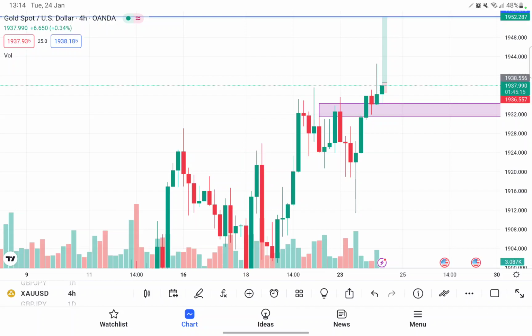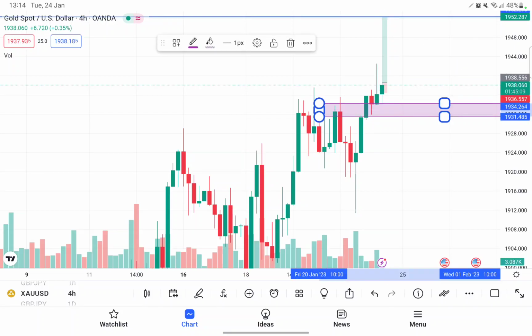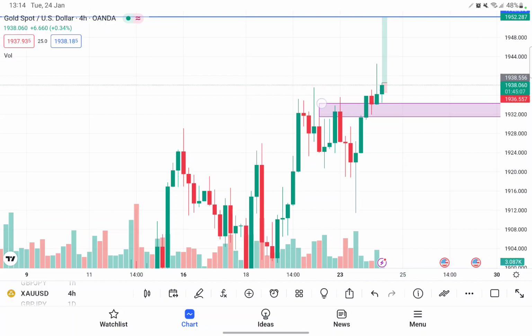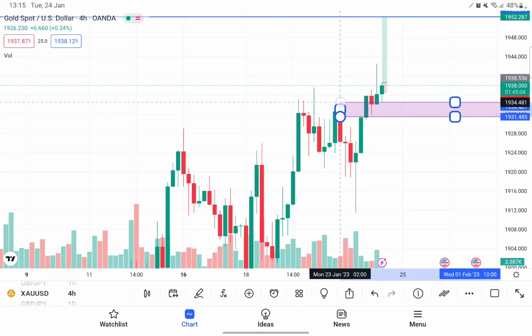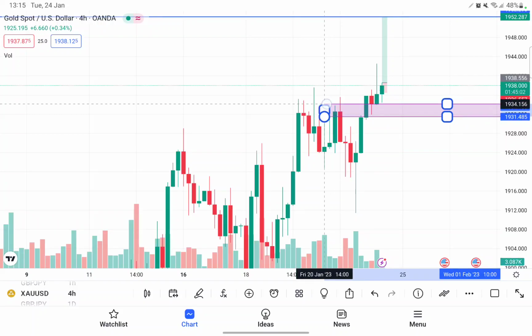Before this current 4-hour candle opened, we had a support right over here, and that's where I mapped out my support. So I just came and drew in my support like that, and I knew that was my support.